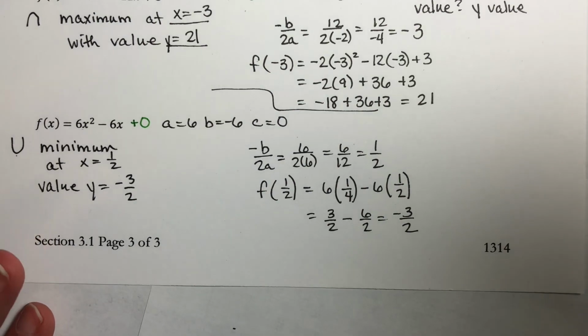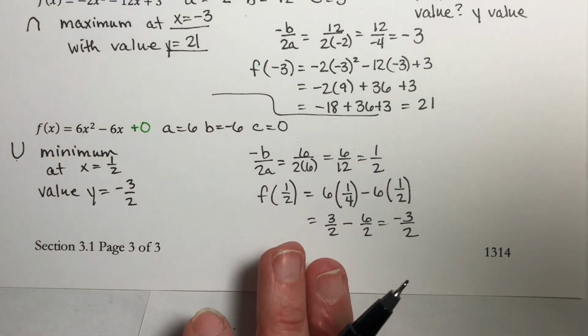Okay, now this is the official end of the lecture, but I am going to add another one that shows you where the -b over 2a formula comes from.